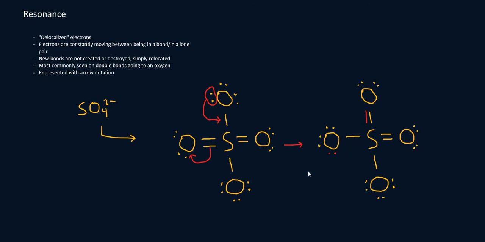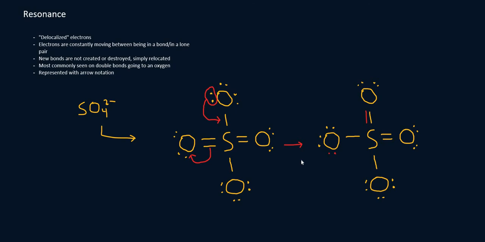Resonance structures have identical properties, just different locations. The fundamental properties of the molecule are the same, where we have two double bonds and two single bonds, but the location of those bonds has changed. And you can do this any number of times.